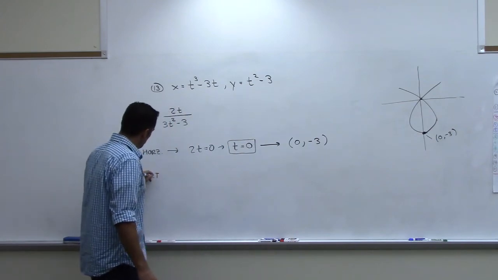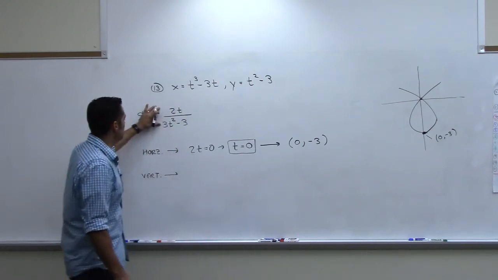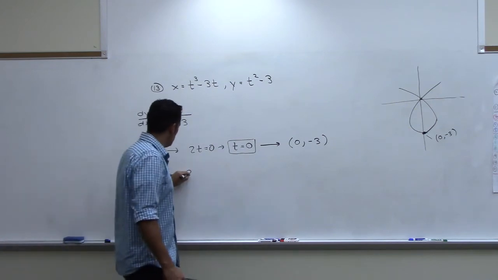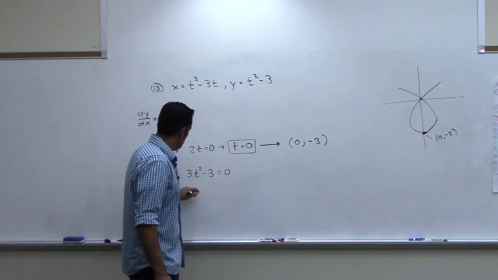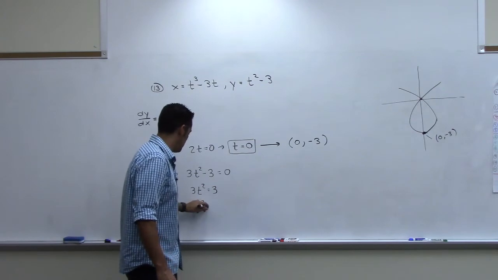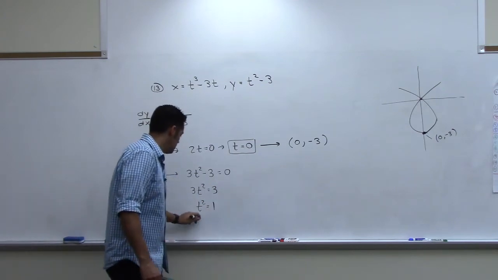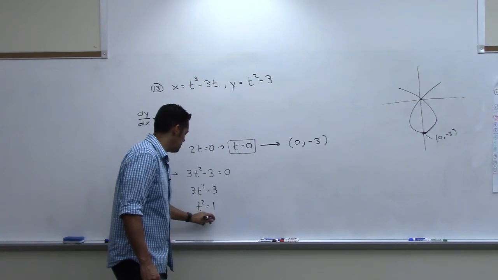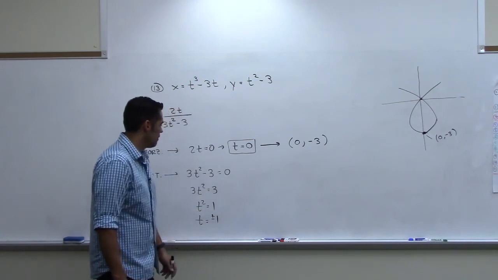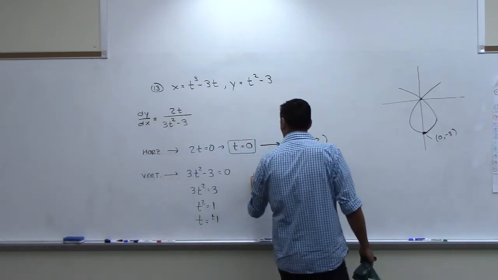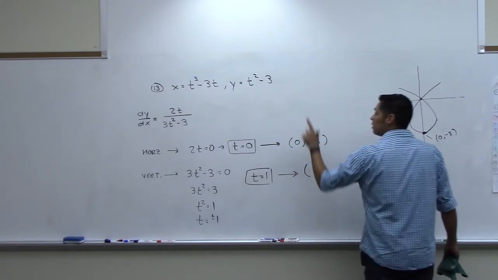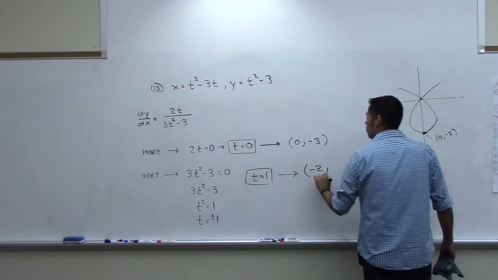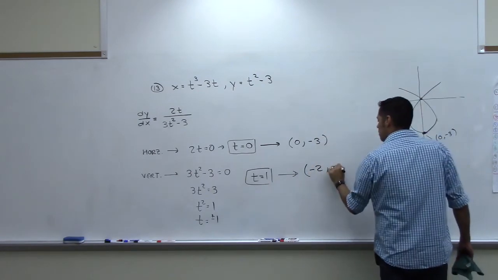Okay, so we look at where it's vertical. Where is it vertical? Well, it'll be vertical whenever this is undefined, which means you get division by 0. So we need to set the denominator equal to 0, which means 3t squared is 3, which means t squared is 1. Square root, so t is plus or minus 1. All right, so let's look at when t is 1. When t is 1, that corresponds to the point negative 2, negative 2.